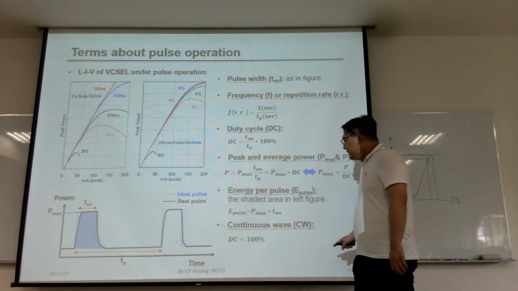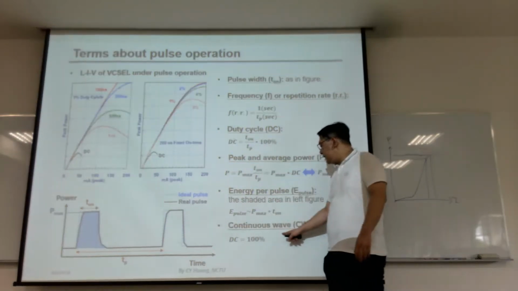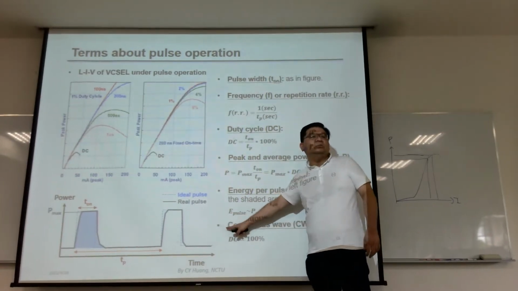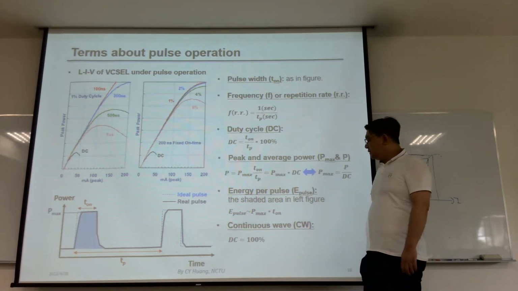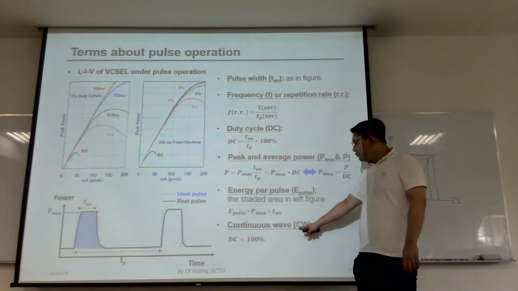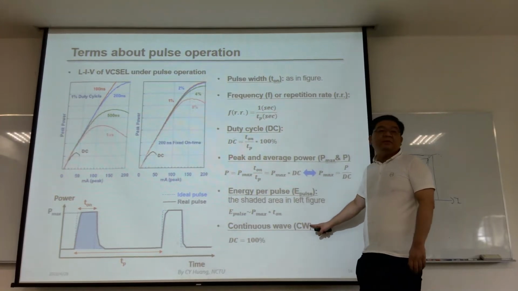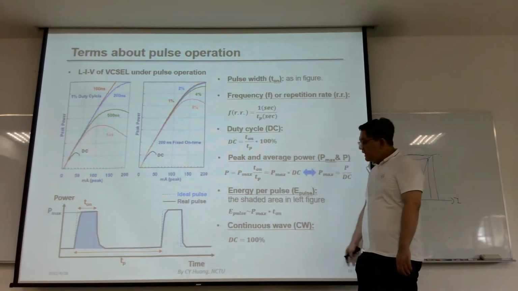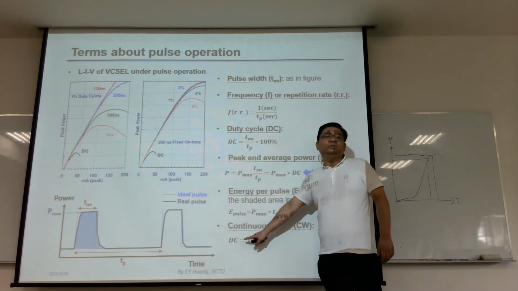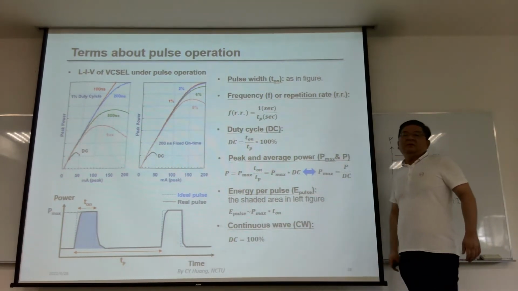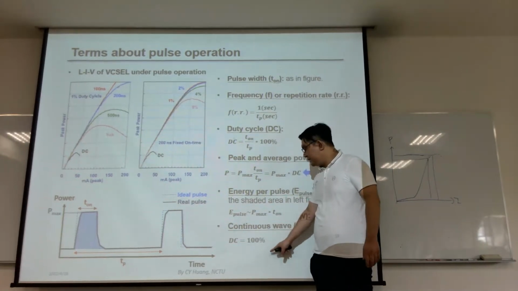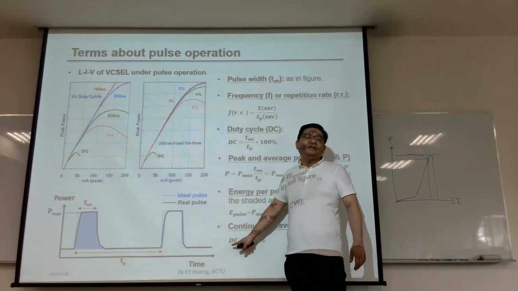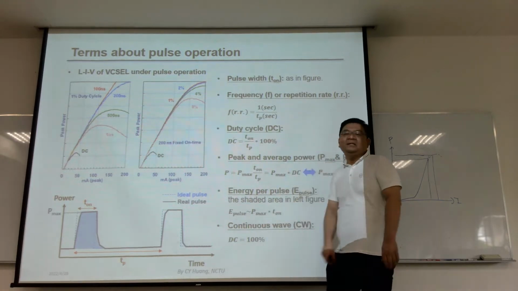Then there's another term called continuous wave. This is also pretty common in papers relevant to lasers. Continuous wave is usually abbreviated CW. CW operation means your duty cycle is 100%. A duty cycle of 100% is also direct current, so it's all DC.